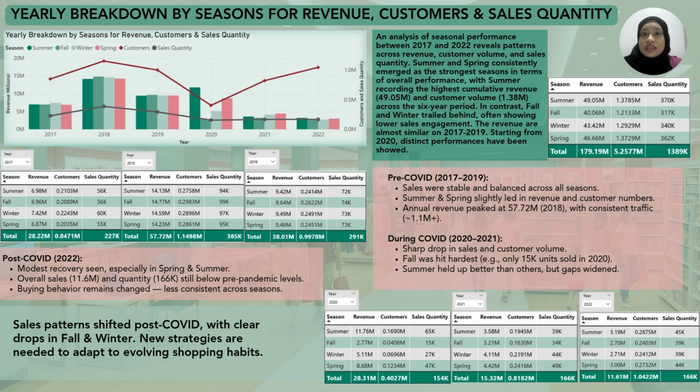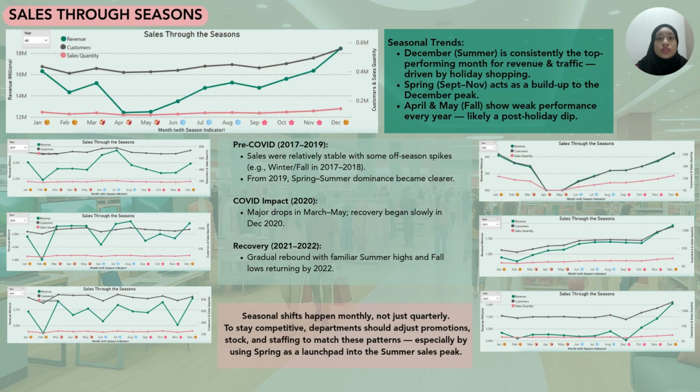Let's discuss the analysis for the visuals just now. The first one, yearly breakdown by seasons for revenue, customers, and sales quantity. We can see the trend here, and you can see that it can be divided into 3: pre-COVID, during COVID, and post-COVID. The visuals show distinct differences in these 3 periods, especially in the post-COVID era. Hence, the visual can be used to recognize which season needs more action and improvement on the yearly results. The visual shows sales performance across months and seasons.